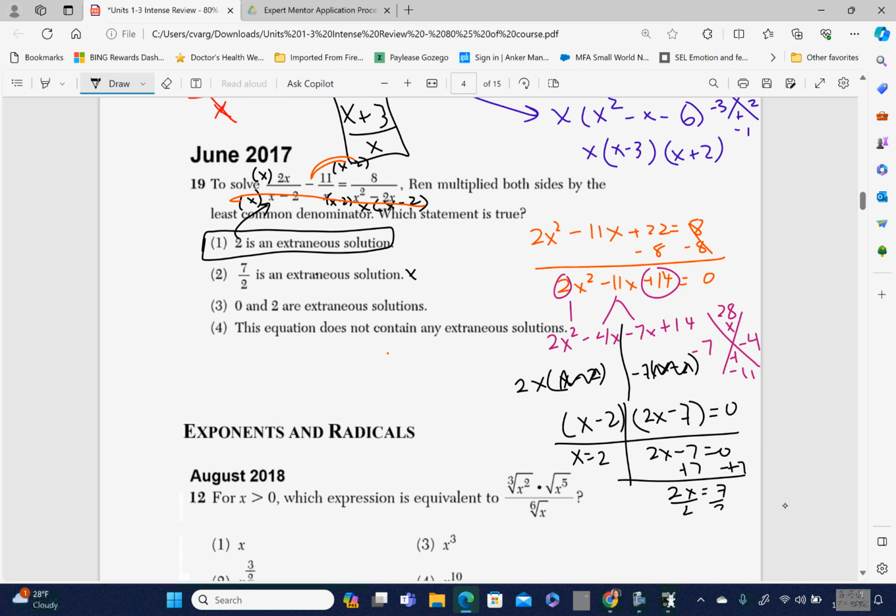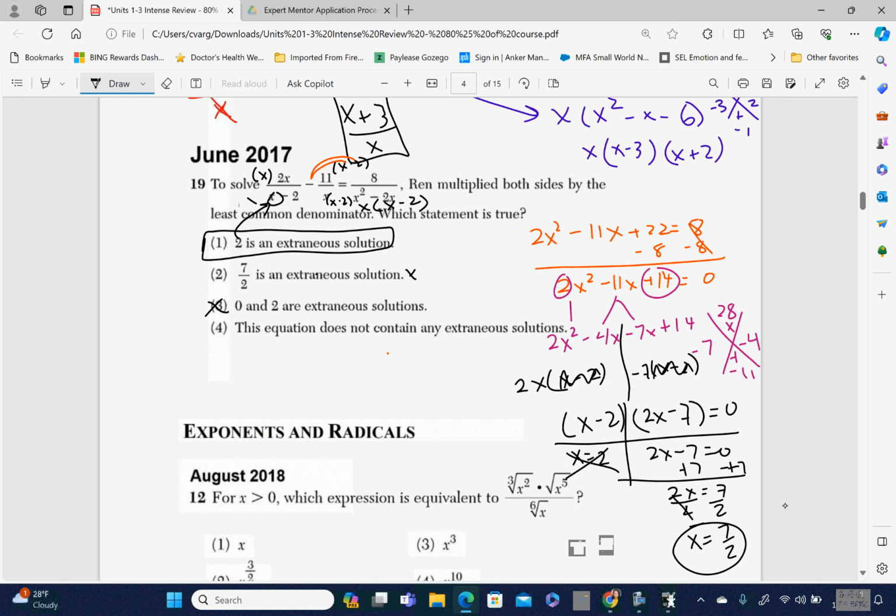So x equals 7 halves works, and x equals 2, we just showed, does not work. The calculator gave us that, and if you plug 2 into the denominator, 2 minus 2 gives me 0. We cannot have that. So the only solution that makes sense is option number 1. 0 is not even a factor here. I didn't get x equals 0 at any point, so it's not a solution, which is why it's not number 3, and 4 is wrong.